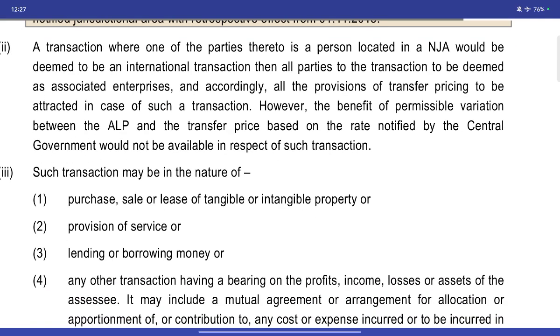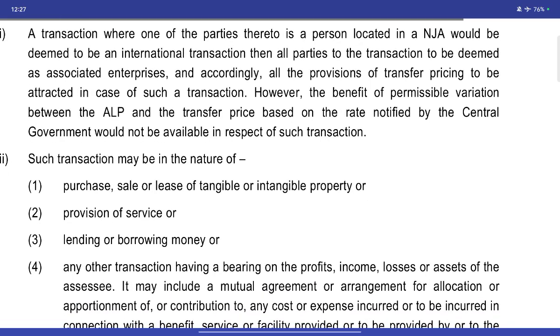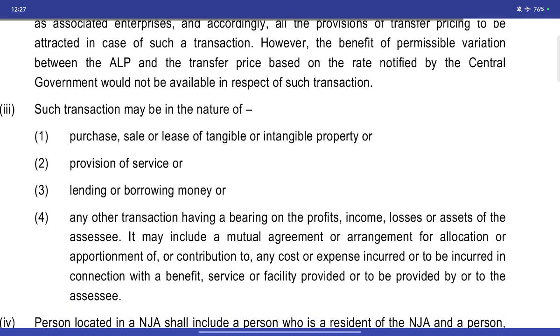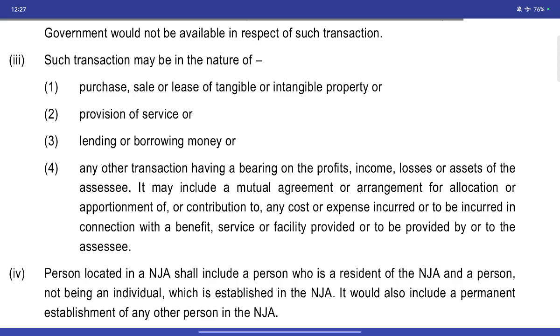A transaction wherein one of the parties is a person located in an NJA would be deemed to be an international transaction, and all the parties to the transaction would be deemed to be associated enterprises. Accordingly, transfer pricing provisions are attracted in the case of such transactions. However, the benefit of permissible variation between the arm's length price and the transfer price, based on the rate notified by the central government, would not be available in respect of the transaction.